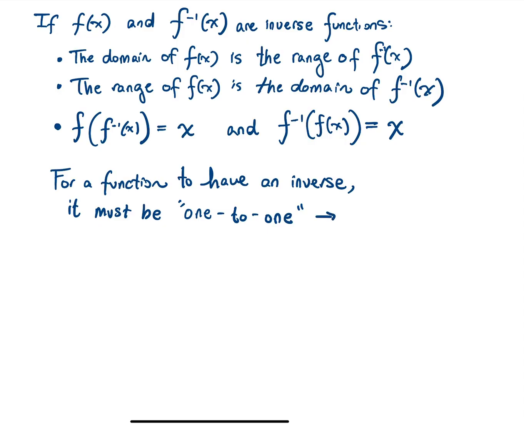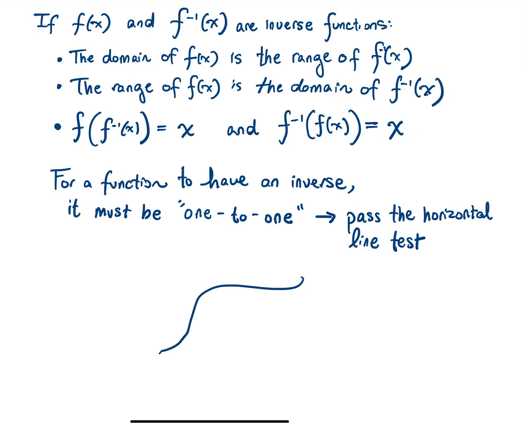Visually, we can use what's called the horizontal line test. So it must pass the horizontal line test. Meaning if we were to have some function and we draw a horizontal line, it needs to only hit the function in one place, in one location. So let's keep that in mind.